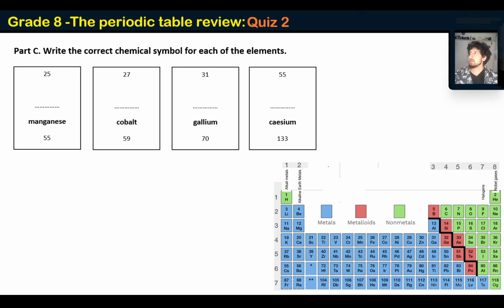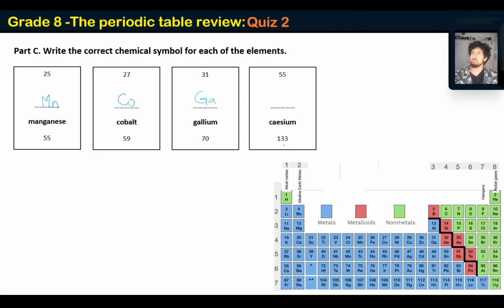Okay, so let's keep going. Manganese. How do I figure out the symbol for manganese? Well, I've got the periodic table. Look, it's number 25. So all I have to do is go to 25 in the periodic table. It's Mn. There it is. What about 27? That's cobalt. Co. Easy. Gallium is Ga.